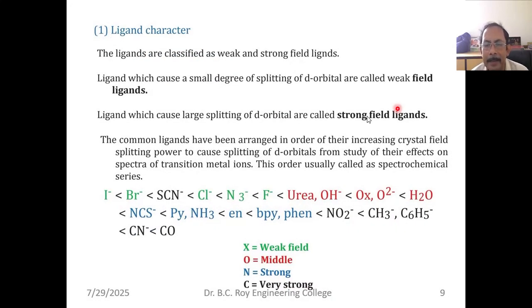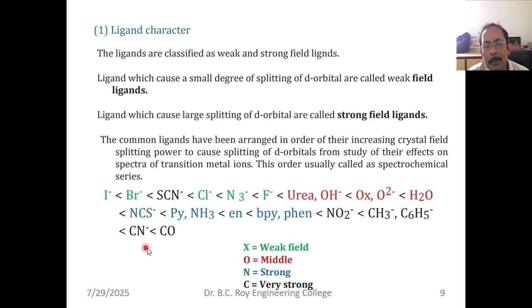Now the ligand character. The better the ligand, the more the field strength. Accordingly, we divide into weak field, medium field, strong field and very strong field ligands, and it is arranged here. Just see here: iodide, bromide, then you have SCN, and the highest ones are found to be CN minus and CO. We have the very strong energy, CFSE value, crystal field stabilization energy value.